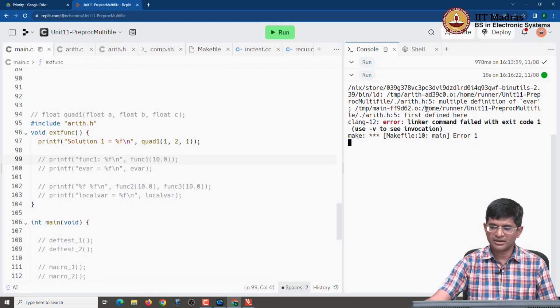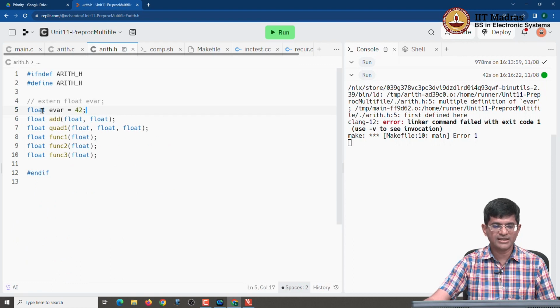And if you get past all this noise out here which makes it difficult to understand what's going on, you can see that there is one line saying multiple definition of evar, right. In other words, that variable evar has now, according to this compiler, been defined multiple times. Now why did that happen?